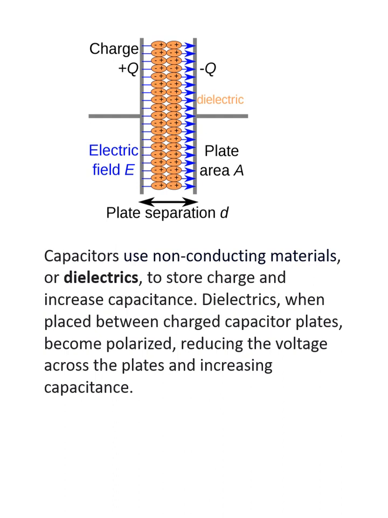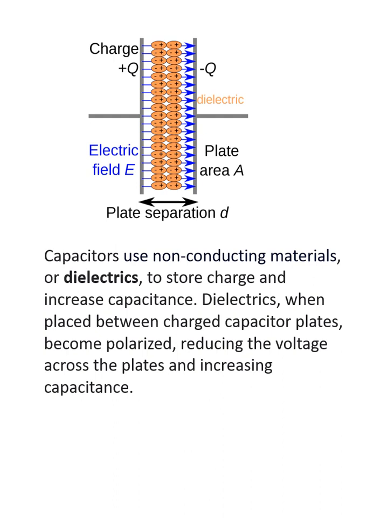Usually in capacitors, there's not an empty space in between, but rather there's a non-conducting material called a dielectric that stores charge and increases capacitance. As it says on the screen, dielectrics, when placed between charged capacitor plates, become polarized, reducing the voltage across the plates and increasing the capacitance. So you see the picture here, and now we've got this material in there.